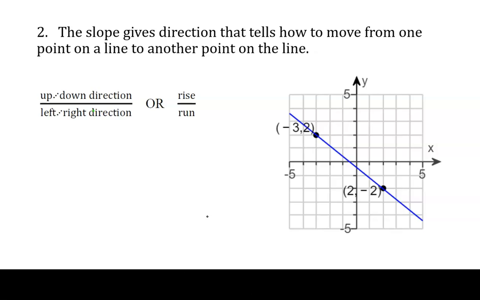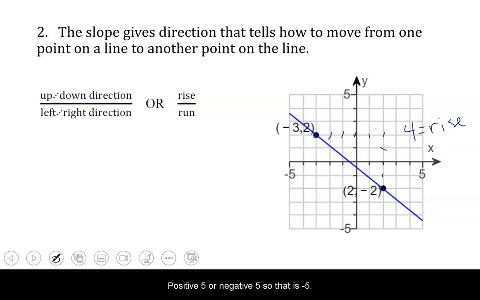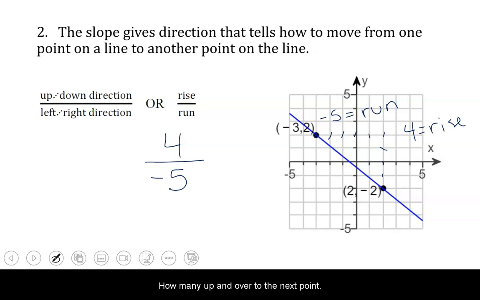How many up? So 1, 2, 3, 4. So 4 is my rise. I went up 4. And then how many over to the left? 1, 2, 3, 4, 5. So is that going positive 5 or negative 5? So that is negative 5 is my run. So my rise is 4, and my run, or how many I went to the left, is negative 5. So that is my slope. How many up and over to the next point?